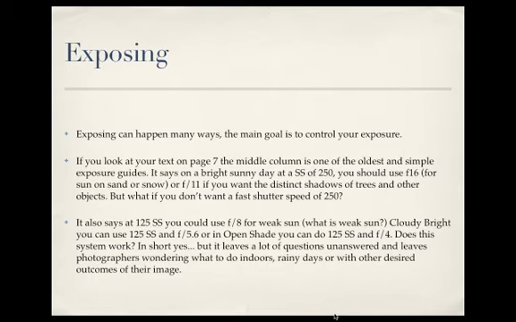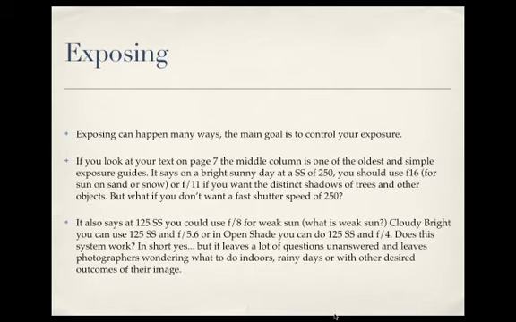If you look at your text on page 7, there's the middle column, and this is one of the oldest and simplest exposure guides. It says on a bright sunny day you can shoot at 250 and use f/16 if you're someplace around sand or snow. If you are like on the grass near the trees, you can use f/11. But what if you don't want the fast shutter speed of 250 or 125? Then you're out of luck. What do you do? How do you change that? And that's something that people don't always understand.